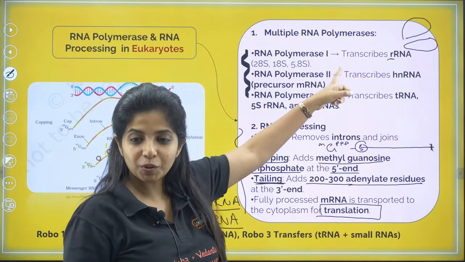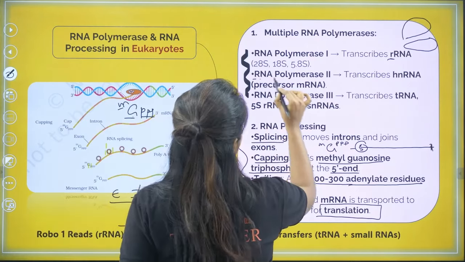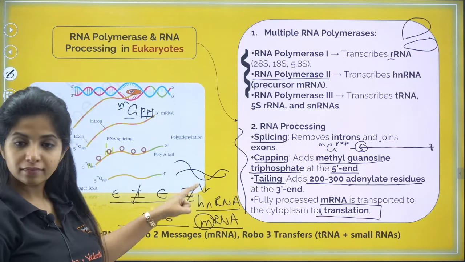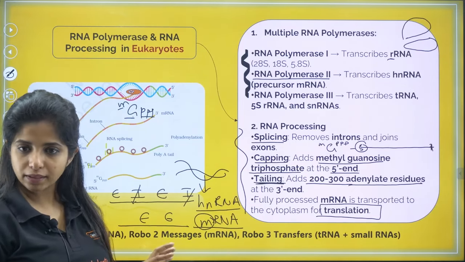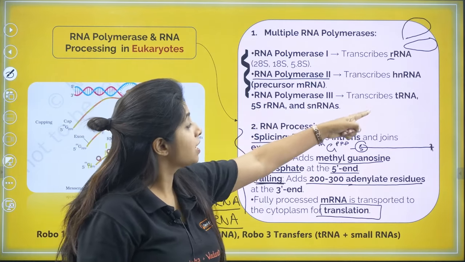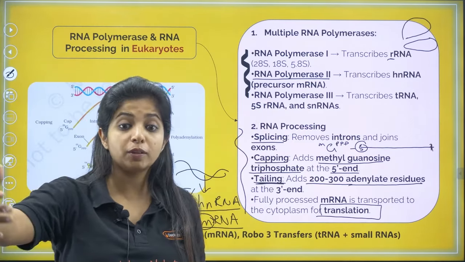So RNA polymerase 1 transcribes what? rRNA. RNA polymerase 2 transcribes hnRNA. The formation of hnRNA is being done by that. Okay. RNA polymerase 3 transcribes tRNA, that is transfer RNA. Transfer RNA is going to help in the process of translation.